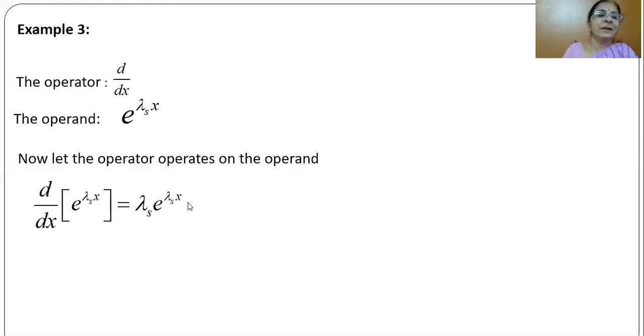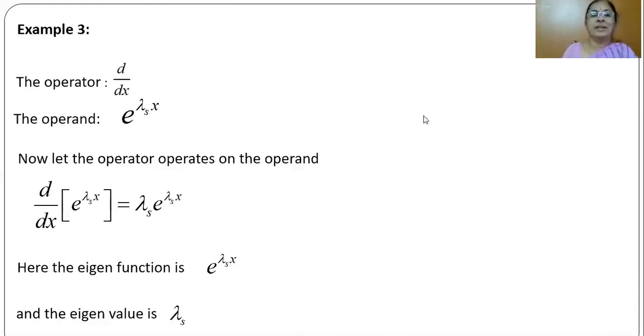Now when you do the differentiation, the scalar constant lambda_s appears. The same operand appears here. So after the operator acting on the operand, the result is giving back the same operand modified by a scalar constant. So happily, you can note down the eigenfunction now. The eigenfunction is e power lambda_s x, and the eigenvalue is lambda_s.